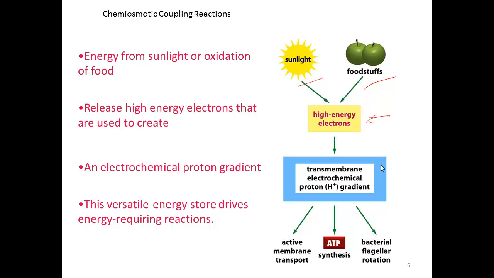In both cases, the high-energy electrons are used to pump protons across an inner membrane, creating an electrochemical gradient of protons, which can then be used primarily to drive ATP synthesis, but can be used for other processes in some organisms as well. The term chemiosmotic coupled processes denotes the fact that electrochemical gradients across a membrane are going to be used to drive a particular chemical event, which in this case is the synthesis of ATP.